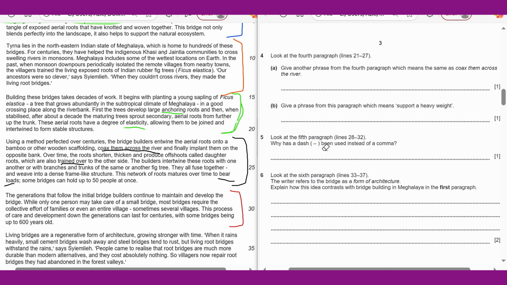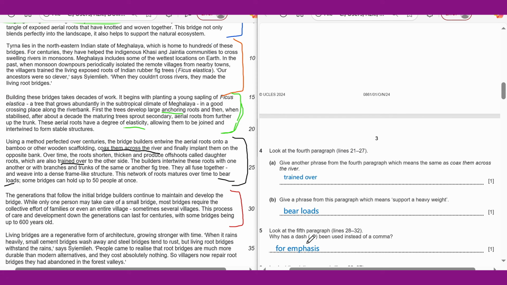Let's move on. Okay, now we are in question 5, lines 28 till 32 in this section. Why has a dash been used instead of a comma? 10 seconds. This is the dash. Okay, you got your answer, guys? Let's check it out. You may pause if you need some more time.